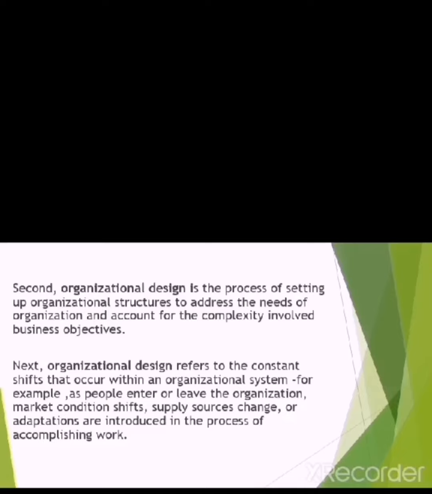So the organizational design helps the organizational structure in setting up what the organization needs and what its business objectives are to accomplish their work.